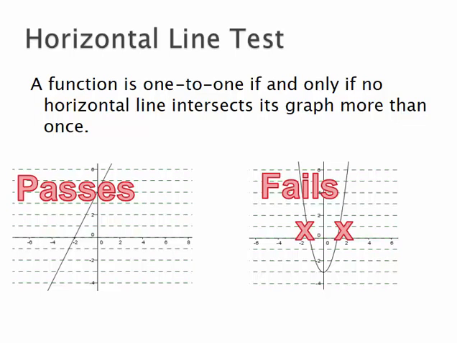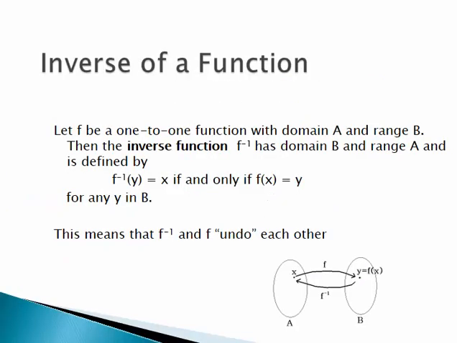They're both functions that pass the vertical line test, but the one on the left is one-to-one, the one on the right is not one-to-one. And the reason we define one-to-one again is because it's embedded in our definition of an inverse function. So it says let f be a one-to-one function. So we're going to start with a one-to-one function that has domain A and range B. So we got inputs going from A to outputs in B.